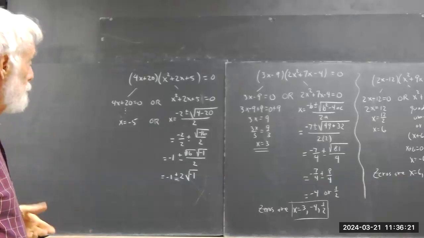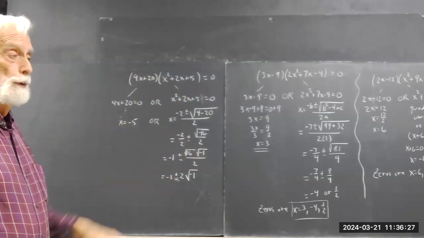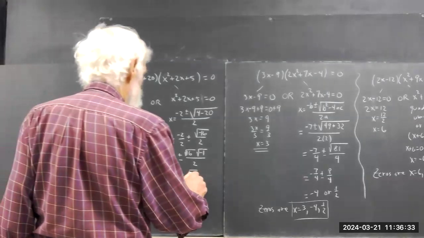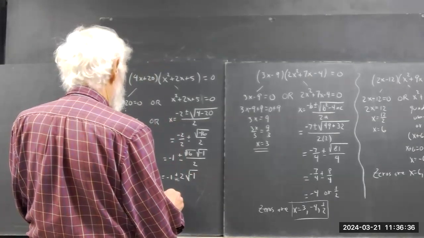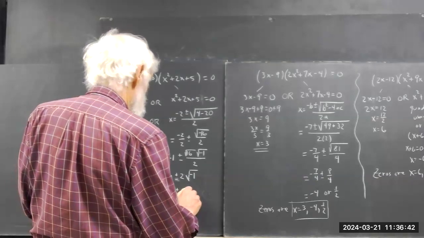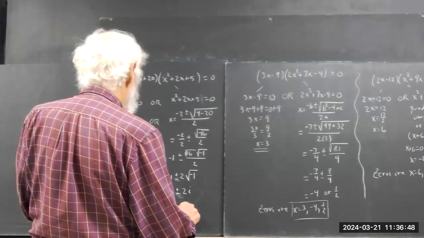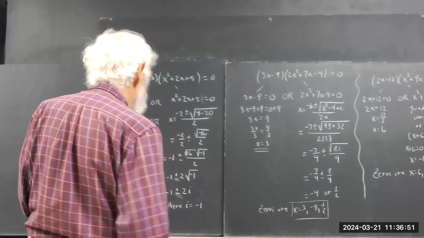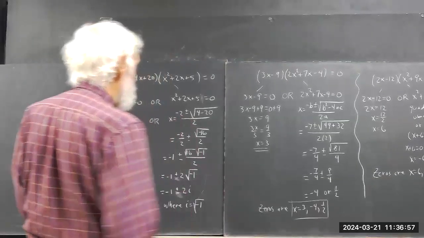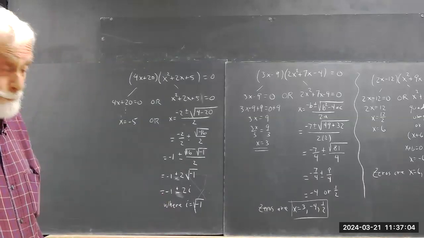Now, this is not going to give you a zero on a graph of this thing because the graph only has real number zeros, okay? This is an imaginary number. I'm going to write a 2 here. i equals the square root of negative 1. Okay. And i stands for imaginary.